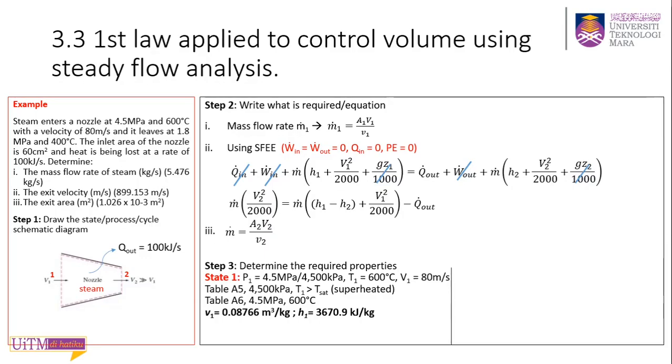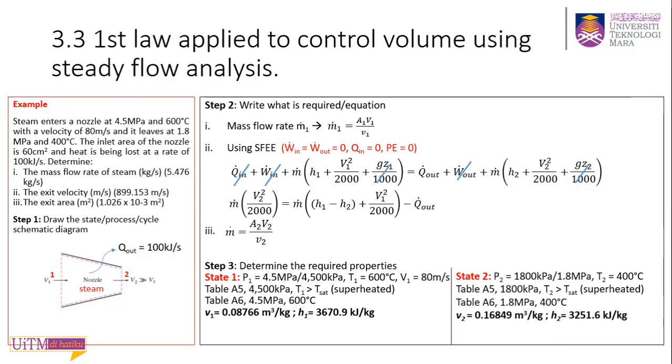So for state 1, we can see that the phase of the substance is in the superheated region. Therefore, using table A6 at 4.5 megapascal, 600 degrees Celsius, we can read the values for specific volume and specific enthalpy. For state 2, when we check the phase of the substance, we can see that it is still in the superheated region. Therefore, using table A6 at 1.8 megapascal, 400 degrees Celsius, we can read the specific volume and specific enthalpy at state 2.